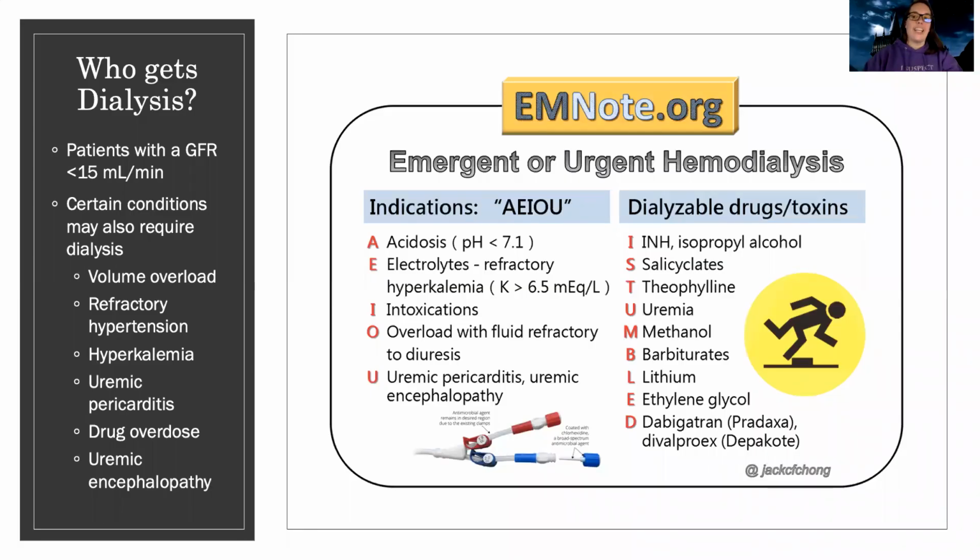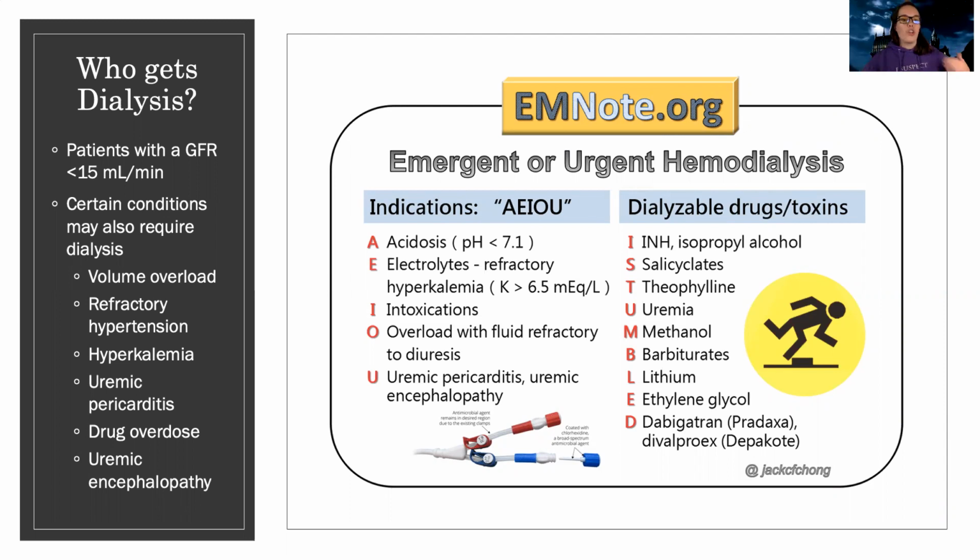So who gets dialysis? Like I talked about in my chronic kidney disease PowerPoint, patients with a glomerular filtration rate less than 15, and then also certain conditions can sometimes require temporary or permanent dialysis. So patients that are incredibly volume overloaded, patients that have refractory hypertension, patients with very, very high potassium to the point nothing we're doing is getting it down.